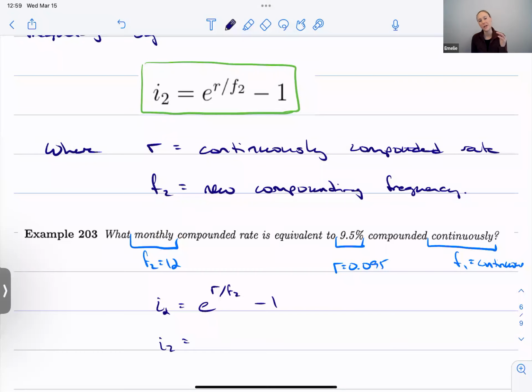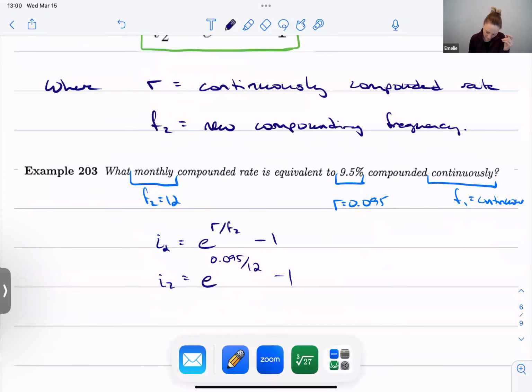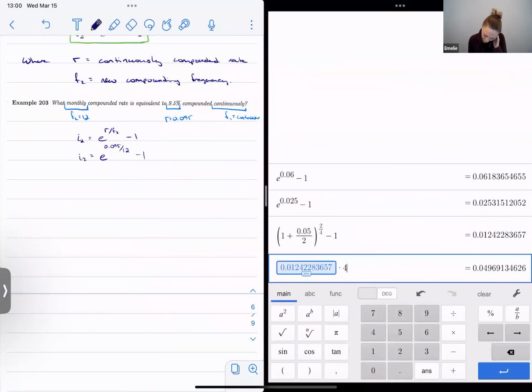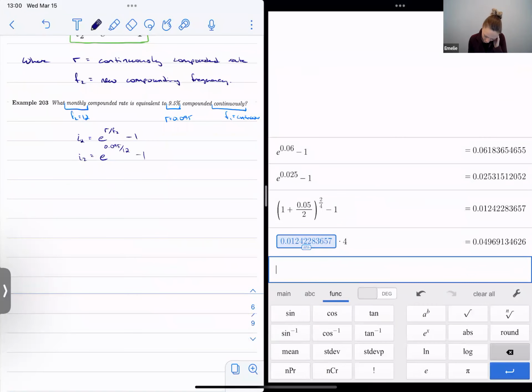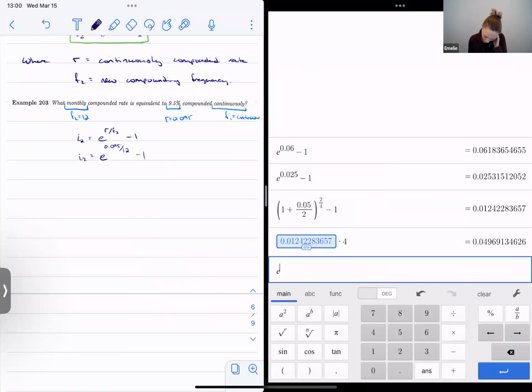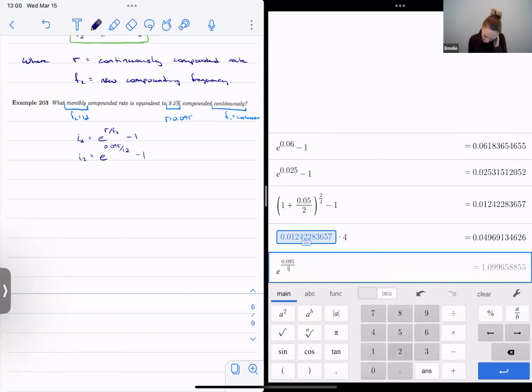It's just a matter of knowing when to use the formulas that you need. So I2 is e to the power of 0.095 divided by 12, minus 1. If you've highlighted all the things that you know from the question, then it's just a matter of plugging them in. So let's see here. e to the power of 0.095 divided by 12, making sure that it stays in the power, and then step it out, minus 1.